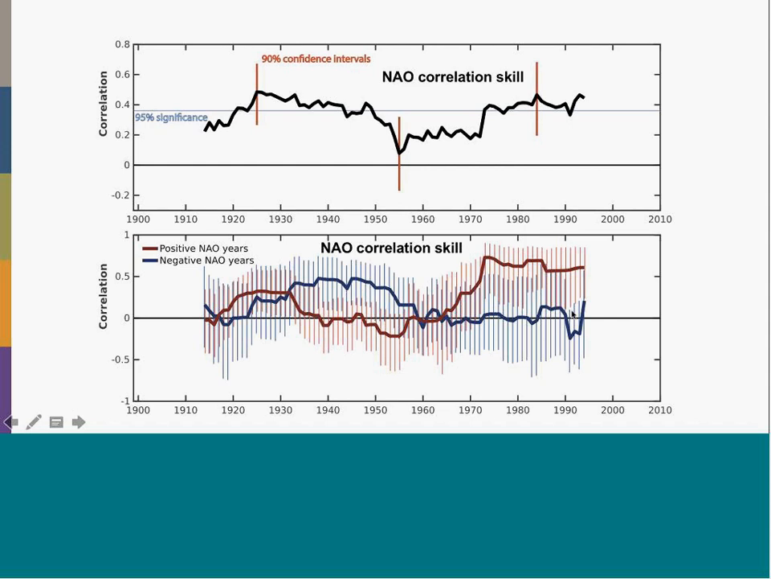The error bars are a bit larger because sampling is different. And we see how these skills vary over time here. The correlation from the early 1970s onwards seems to come primarily from the skillful prediction of positive NAO years, whereas in the earlier period, the negative NAO years appear to contribute at least as much, if not more, to the correlation skill. That means that we cannot conclude that the model is unable to skillfully predict negative NAO winters in general. The picture is slightly more interesting in a way.